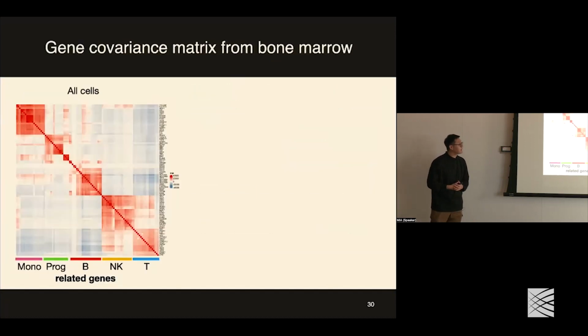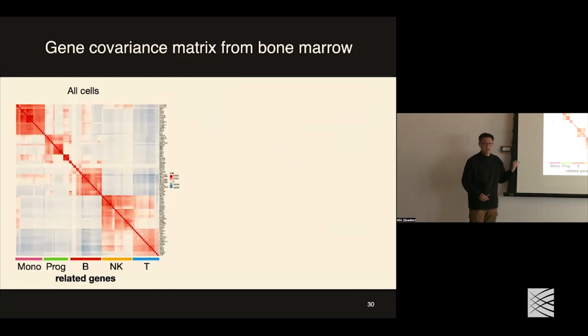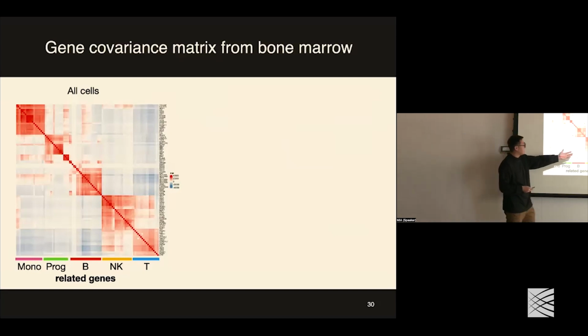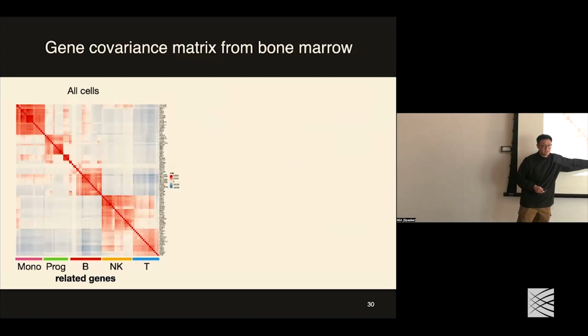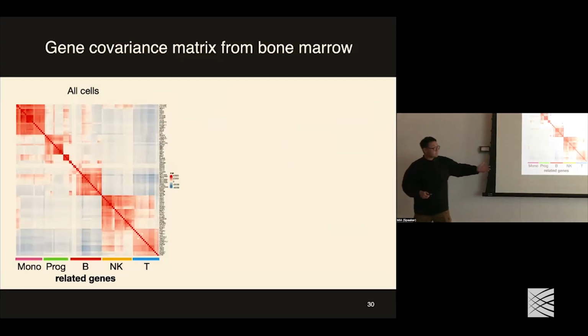The thing we start from is the gene covariance matrix, because we know it describes the relationship between genes. Let me take an example here. This is a gene covariance matrix from a single-cell bone marrow dataset. Here, each row and column is a gene, and I group the genes based on the markers for different cell types. For example, this is the genes for the T cells. They show a similar pattern there.